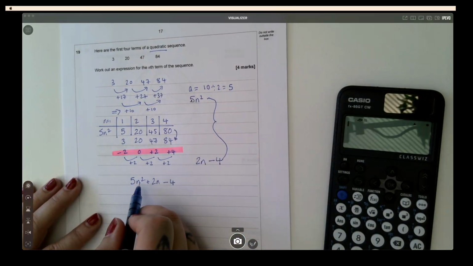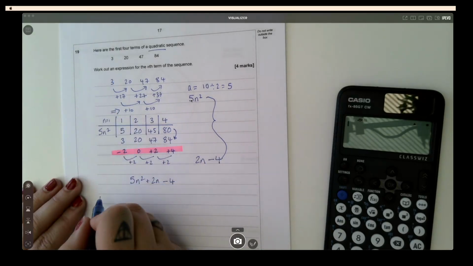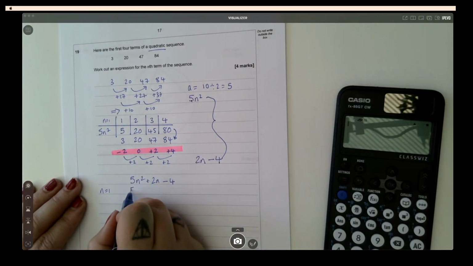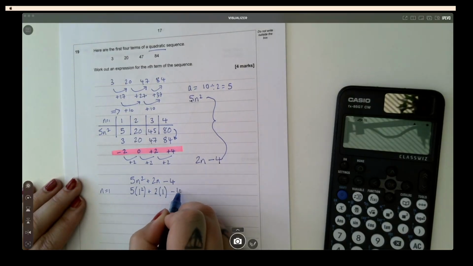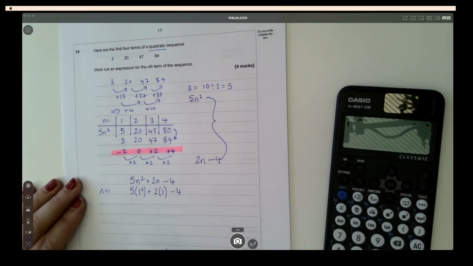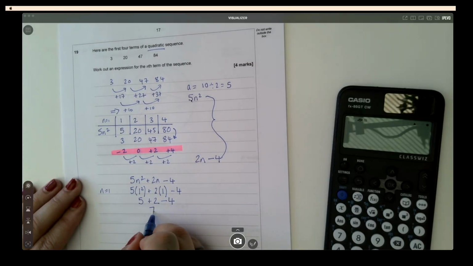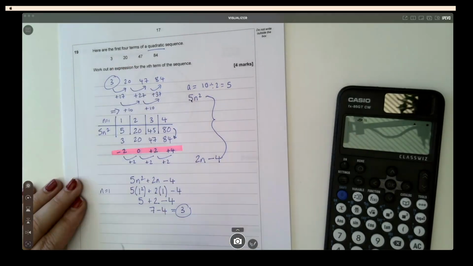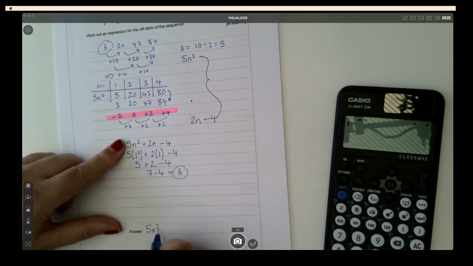Let's just double check before we stick that on our answer line. For the first term, it's 3. So when n equals 1, that's what we're going to work out here, and we're expecting an answer of 3 if our nth term is correct. 1 squared is 1 times 5 is 5. 2 times 1, subtract 4. 5 plus 2 is 7. 7 subtract 4 is 3, which matches the first term in our sequence. So we can confidently write this nth term rule on our answer line.